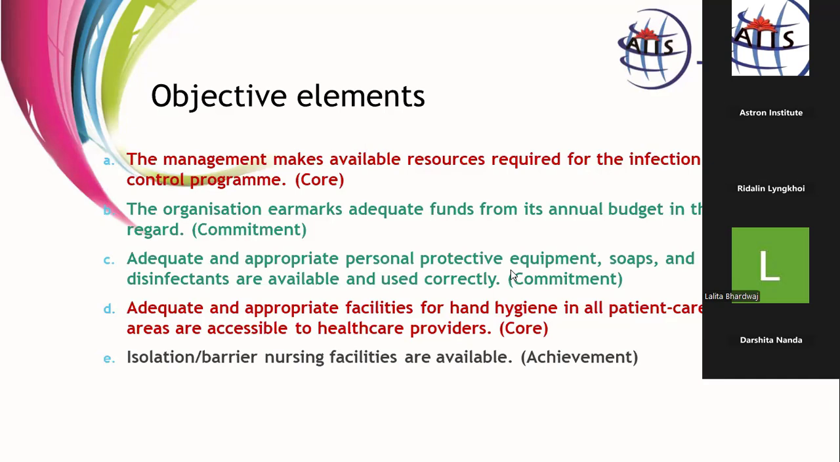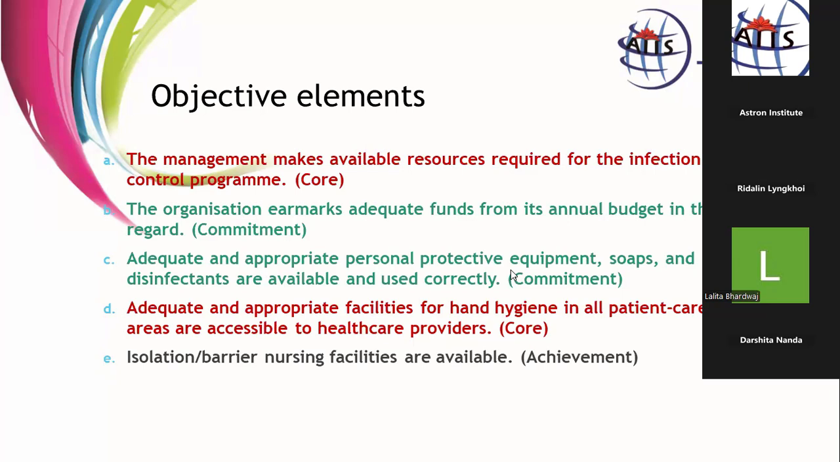Second is the organization earmarks adequate funds from its annual budget in this regard. This is also a commitment as per the CDC and WHO guidelines. 2% of the annual income of the hospital will be separated for the NABH HIC activities, and a proper Excel sheet will be made so that we can identify where we are using this budget, and this sheet will be controlled by the HIC department and the finance department also.